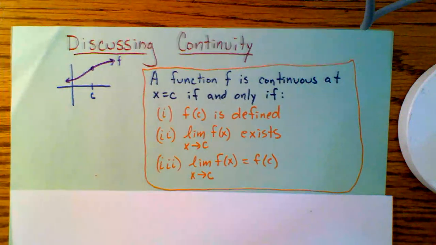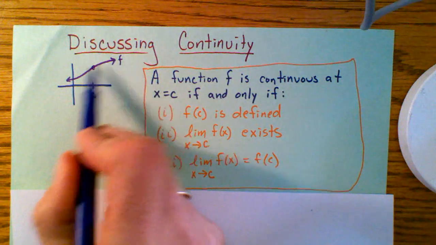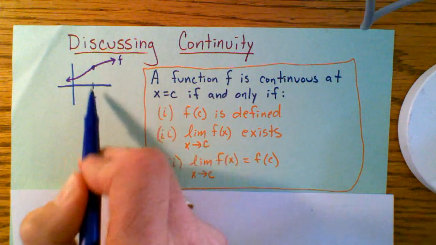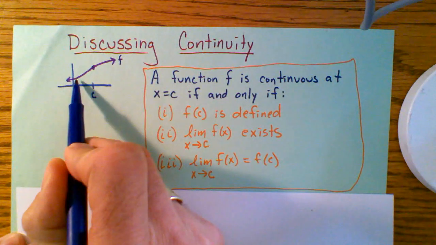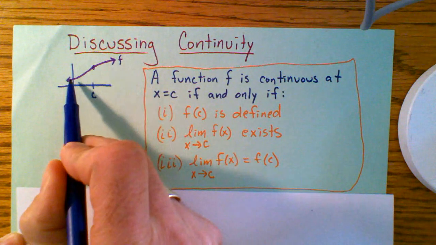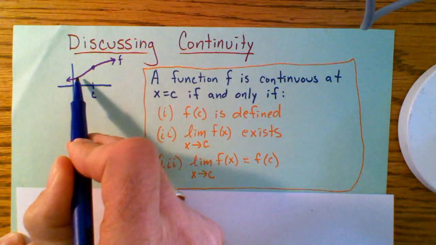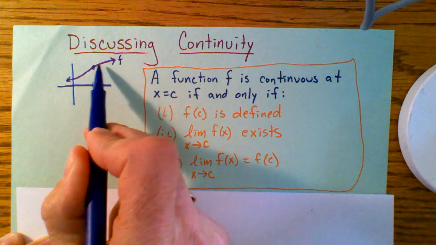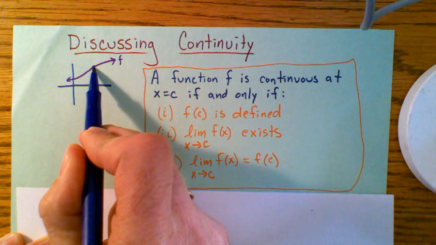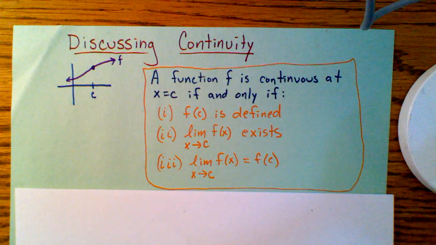Now, remember, if we have this graph f here, and it just goes right through where the x value is c, we would definitely say that's a continuous function. Why? Because from left to right, we go right through that point. The limit from the left and the limit from the right approach the same value, and that value is actually defined.